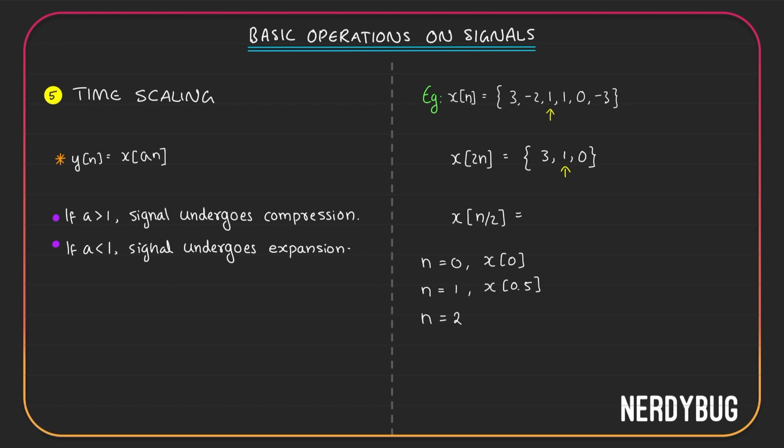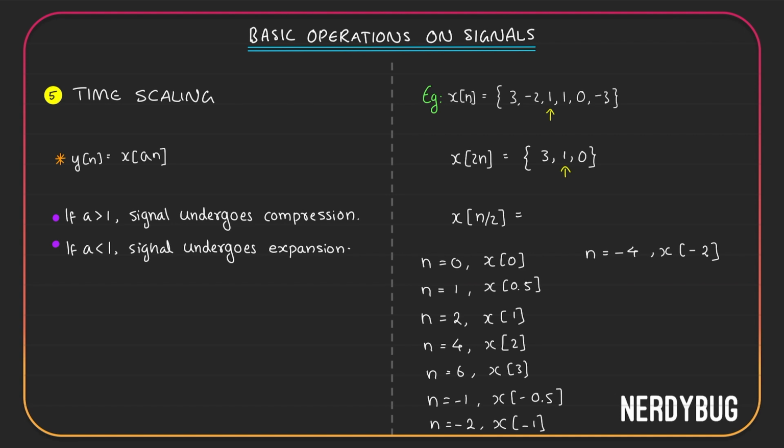So I will take n equals 2, I get x of 1. At n equals 4, I get x of 2. At n equals 6, I get x of 3. On the other side, at n equals minus 1, I get x of minus 0.5, which doesn't exist. So I'll take n being minus 2, which is x of minus 1, and taking n equals minus 4 will be x of minus 4 by 2, which is minus 2.